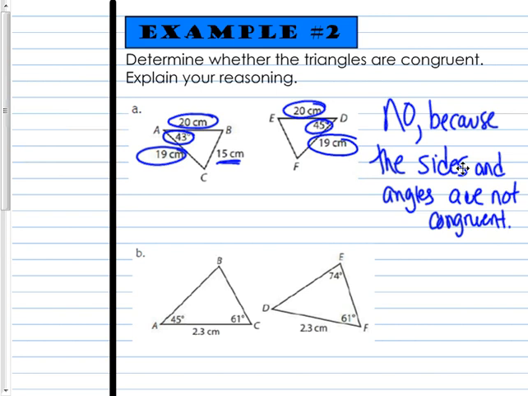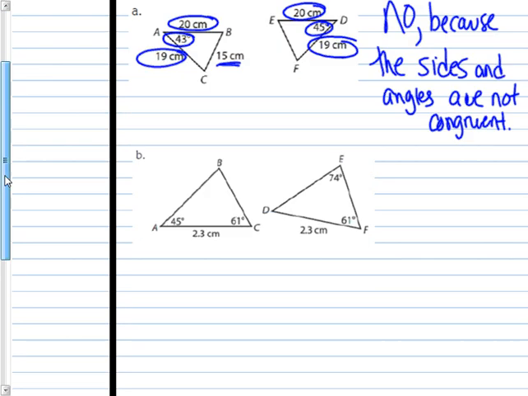Okay. Let's look at example B. With example B, I have a side on both that is 2.3 centimeters. And I have an angle in both at 61 degrees. But in the first triangle, I have a 45 degree angle. And in the second triangle, I have a 64 degree angle.